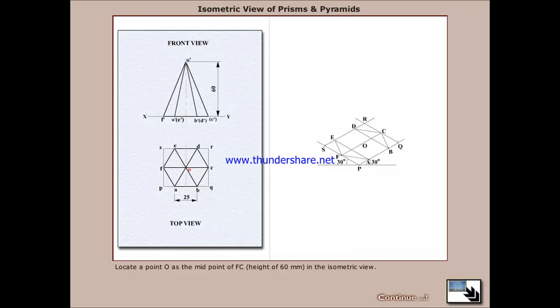Now locate the point O dash as the midpoint of FC, that is the height of 60 mm in the isometric view. Join AO dash, BO dash, CO dash, DO dash, EO dash and FO dash to get the isometric view of the hexagonal pyramid. Now darken the visible edges of the pyramid.